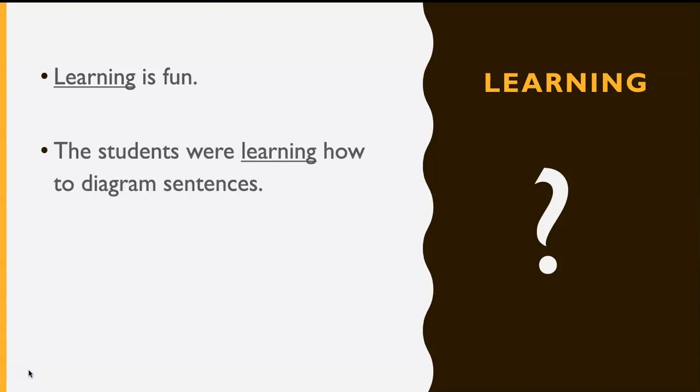Now, think about a sentence using learning as a verb. All right, do you have yours? I hope so. Mine is the students were learning how to diagram sentences. Learning is the verb. It's functioning as the action in the sentence. It is telling us what the subject, the students, were doing.